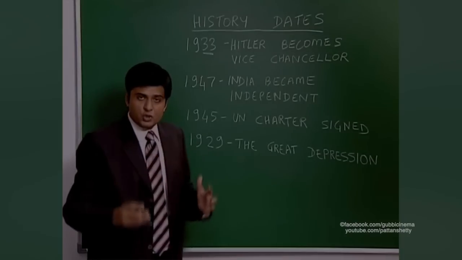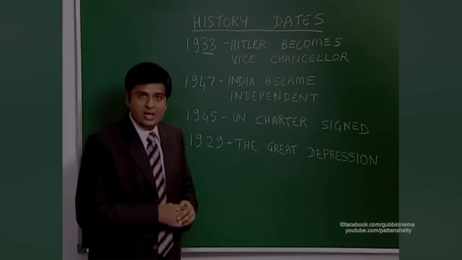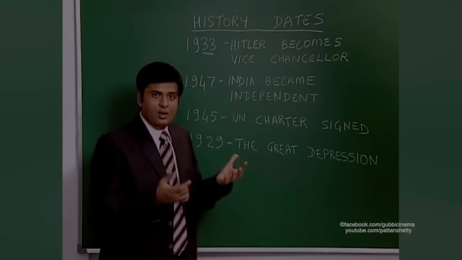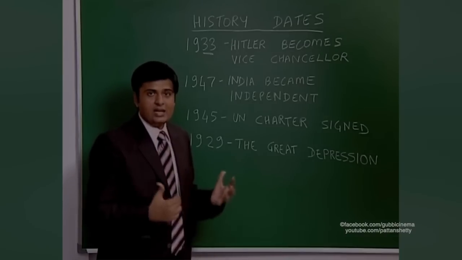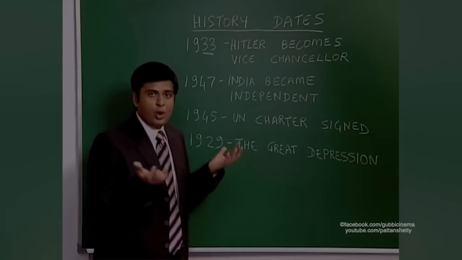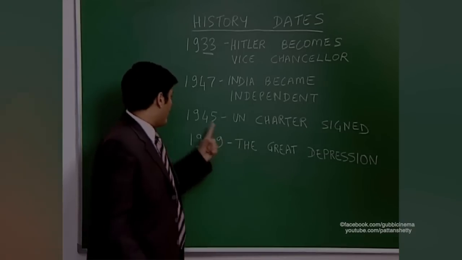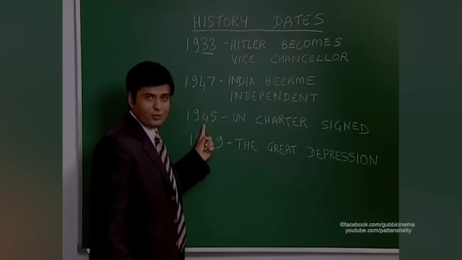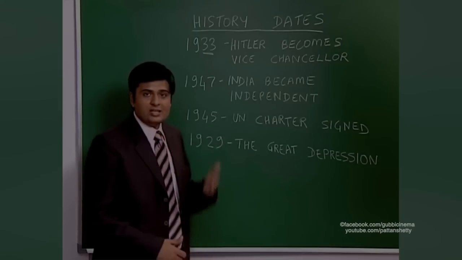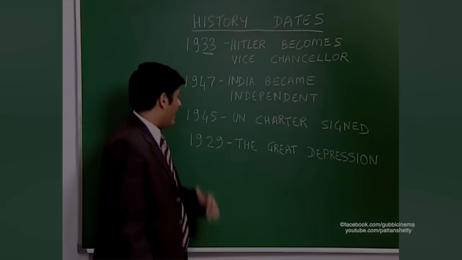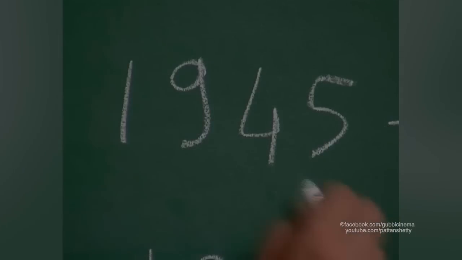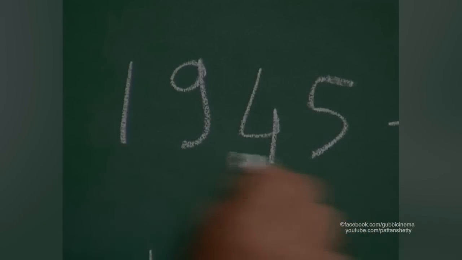Similarly, in 1945 the UN Charter was signed. How do you remember? Visualize when the UN Charter was signed, people got up from their table and started shaking each other's hands. Table will remind you it is 4, because a table has 4 legs, and hands will remind you 5, because there are 5 fingers in our hand. This reminds us that the UN Charter was signed in 1945.